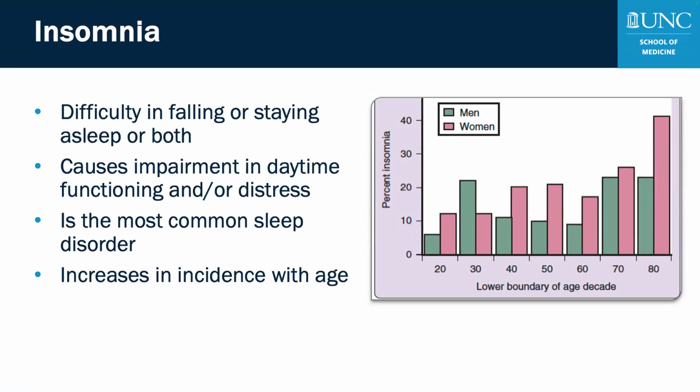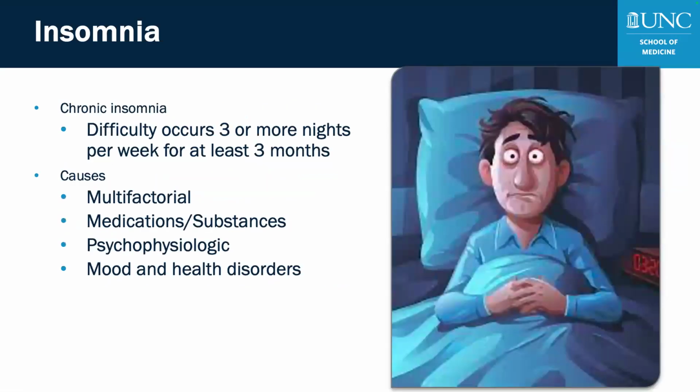It is the most common sleep disorder, and as you can see in this chart, it increases in incidence with age, and except for in the 30s, for some reason that we're not quite clear about, it is more common in women than it is in men. So again, difficulty initiating or maintaining sleep, occurring at least 3 nights a week. If it's less than 3 months, it's acute. If it's greater than 3 months, we call it chronic.